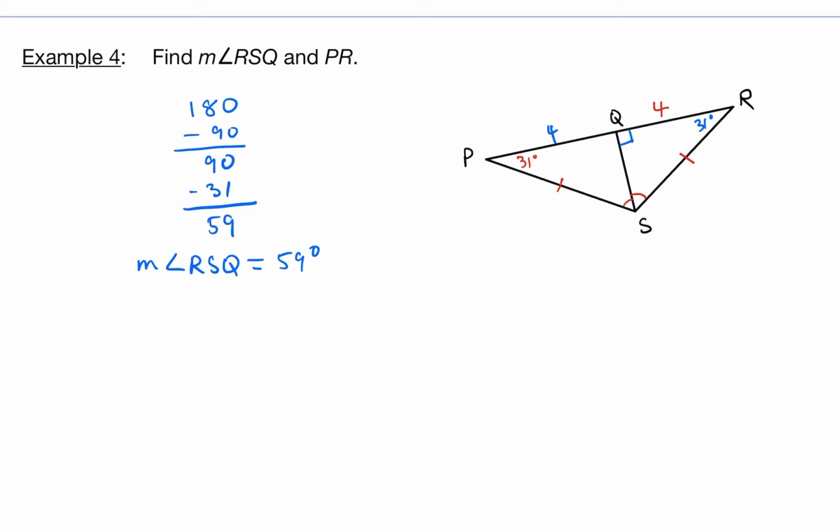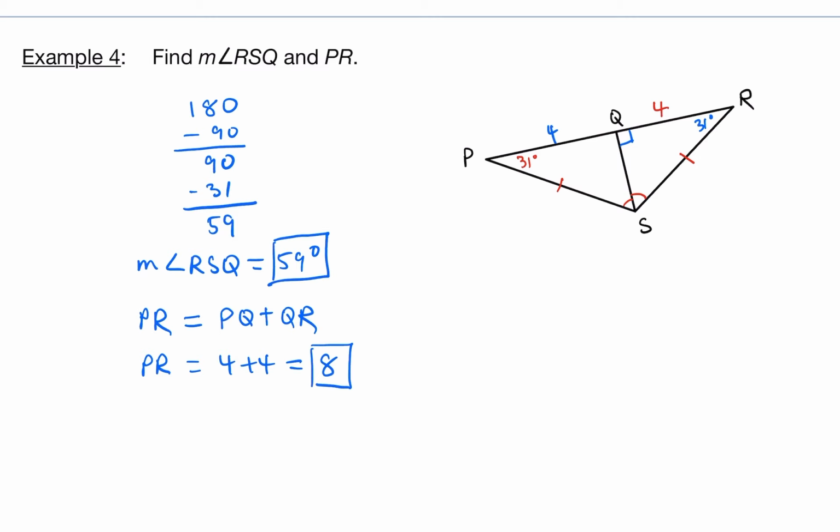The next thing we are asked to find is the length of PR. Segment PR is equal to PQ plus QR. So this entire length is made up of this segment plus that segment. We figured that this segment was 4 already based on our label, and QR is also 4. So PR is equal to 4 plus 4, which is equal to 8. So PR is 8, and the measure of angle RSQ is 59 degrees.